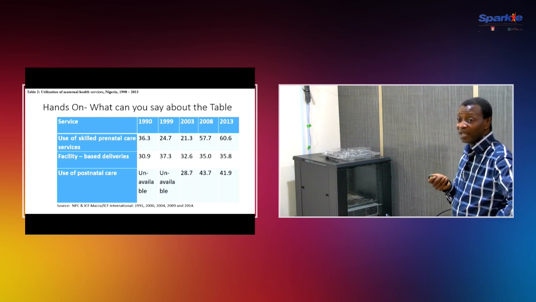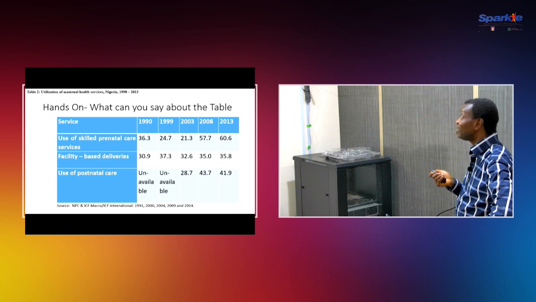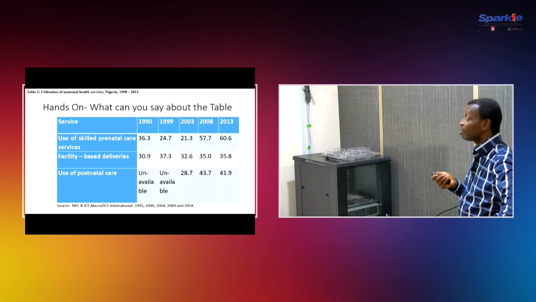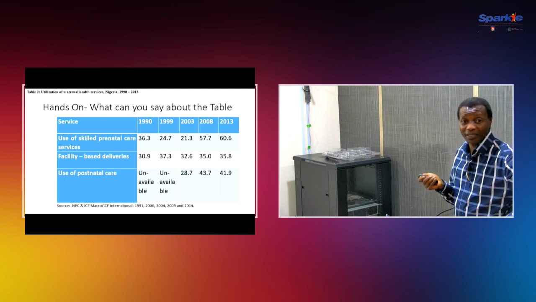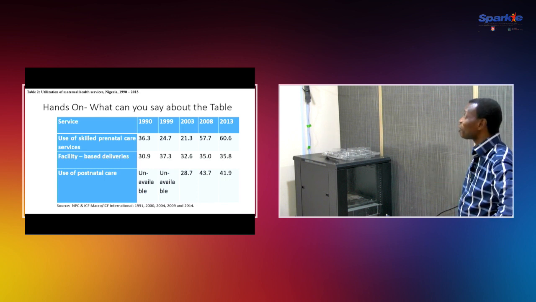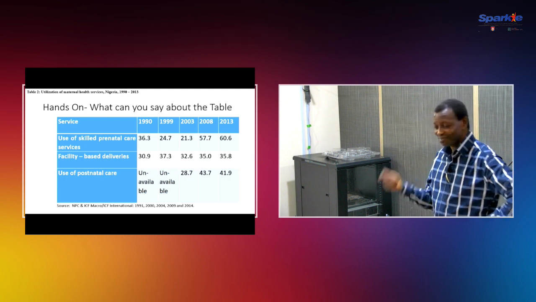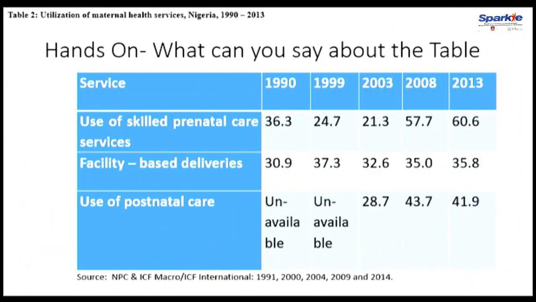Will I be right if I say from 2003 to 2013 there has been an increase in use of skilled prenatal care? Would you agree with me? Yes, sir. Why did I say from 2003 and not from 2008? Yeah, because there's a drop. In fact, I can also say there is a drop from 1990 to 2003, and then it picks up afterwards.